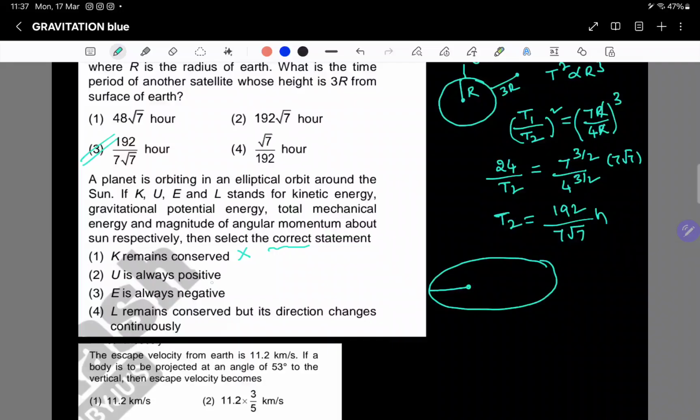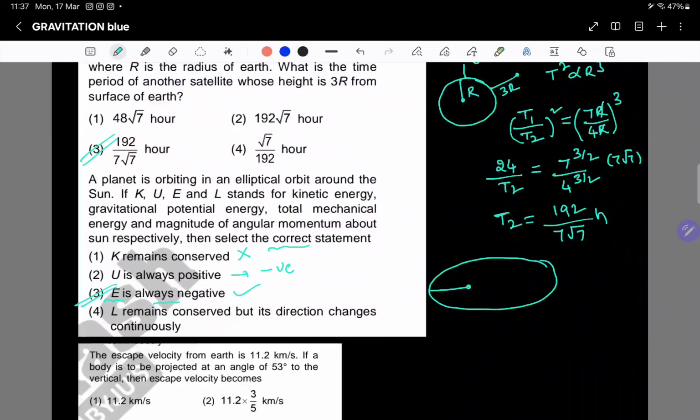Next. Potential energy is always positive? No. Gravitational potential energy is minus GMm by r, so it is always negative, students. So always positive is wrong. Yes, E is total energy, students. Potential energy is negative, kinetic energy is positive, and total energy is always negative. It is the correct statement, students. So total energy always negative is the correct statement here.